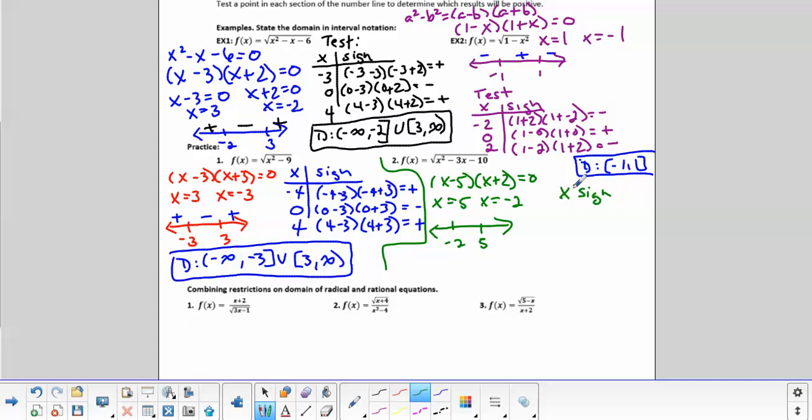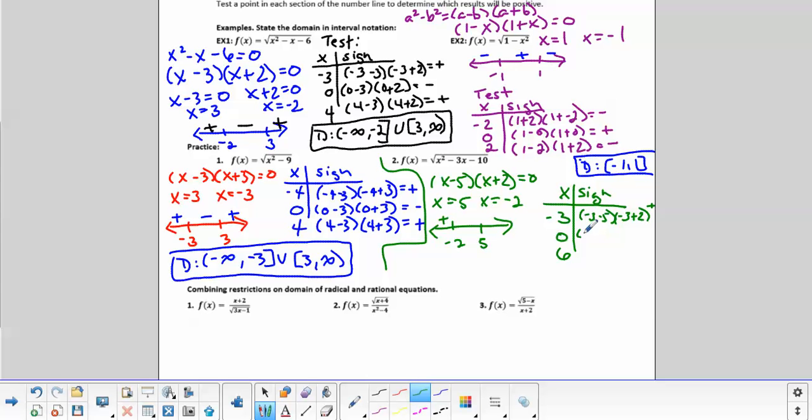Alright, now to test a point in each section, I have x and the sign of the answer. So smaller than negative 2, I have negative 3. In between is 0, and bigger than 5, I have 6. Plug them into your factors. Negative 3 minus 5, negative 3 plus 2. That gives me negative times negative, which is positive. So this section here is positive.